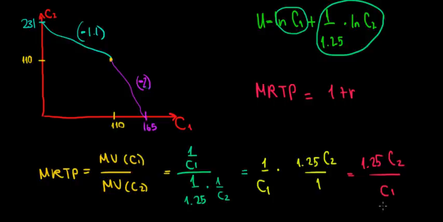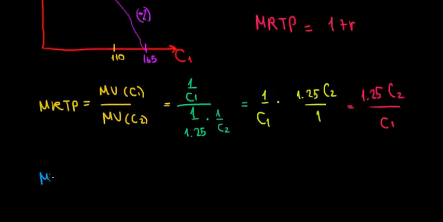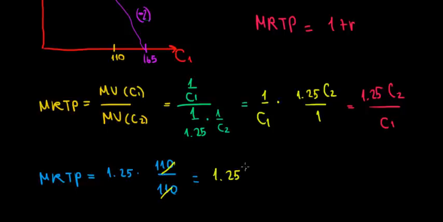Now let's see, what is this MRTP at the current level? If we spend the money just in this amount, 110 euros in the present and 110 euros in the future, without doing anything, what's going to be the MRTP? Well, the MRTP in that case would be equal to 1.25 times consumption in the future, which is the 110 euros that we have in the future, divided by consumption in the present, which is the 110 euros that we have in the present. We cancel out the 110s, so we have just 1.25 as the MRTP.